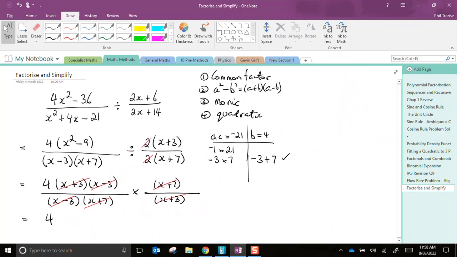Remember, factorize everything first, look for common factors, look for differences of squares, look for monic quadratics, and if the quadratics are not monic, you'd have to use the splitting the middle term process. Okay, that's enough for this one.